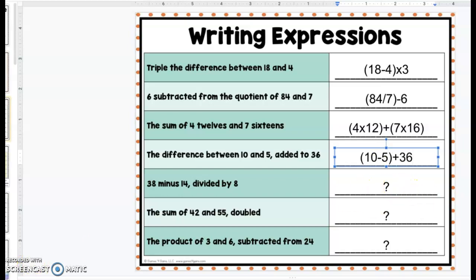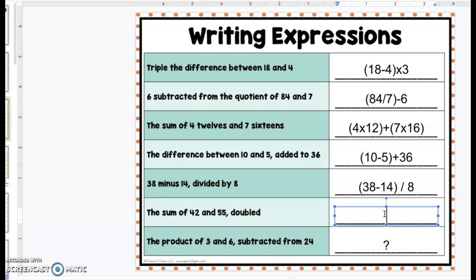Okay, next question. It says 38 minus 14 divided by 8. So first I'm going to look at this and I'm going to say 38 minus 14, and whatever number I got by that, I'm going to divide it. I'm going to put a space so it's easier. Divided by 8. So the difference between these numbers, they want to know divided by 8.